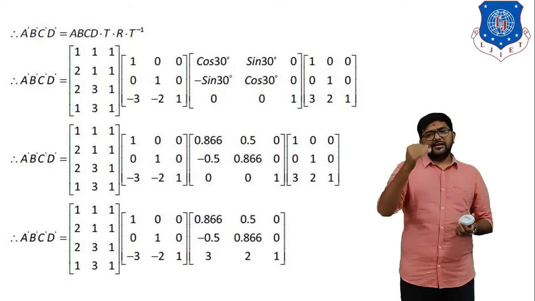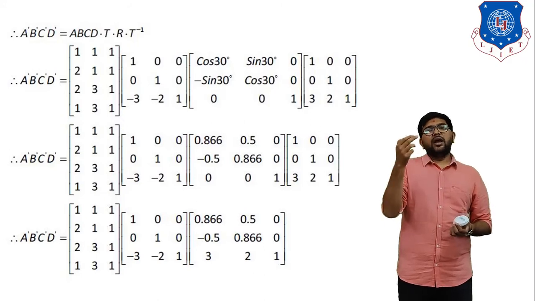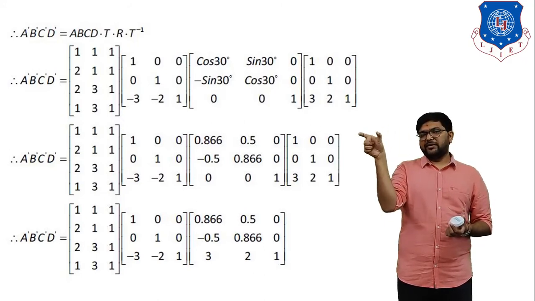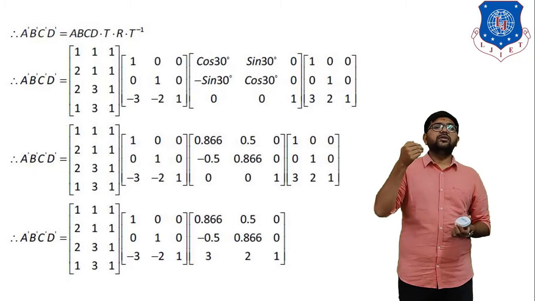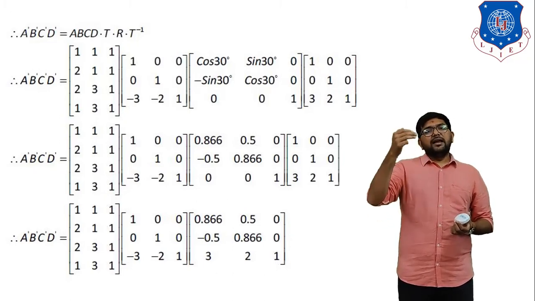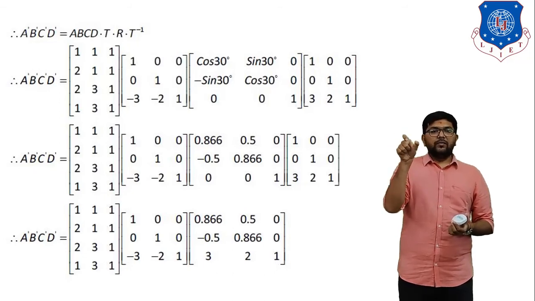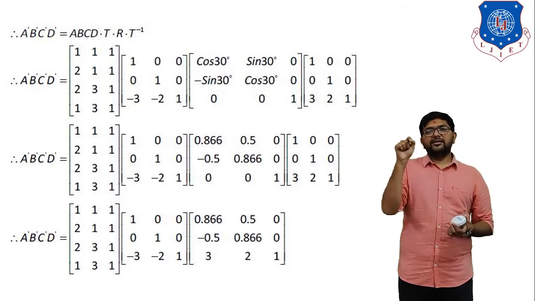clear. So in the next step, step number 2, you have to write down the first two matrices as they are, clear, and you have to multiply the last two matrices. Before that, you have to put the value of cos 30 and sin 30 in the matrix. That's why in the next step, the first matrix is as it is for the rectangle coordinates: 1 1 1, 2 1 1, 2 3 1 and 1 3 1. Second, 1 0 0, 0 1 0, minus 3 minus 2 and 1.